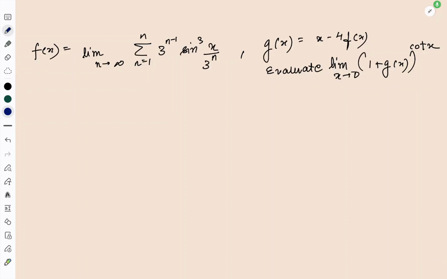I'm gonna solve a very great question of limits. It involves a lot of advanced concepts. I mean, there's no such thing called advanced concepts, but they may increase the difficulty of questions by putting multiple concepts here. So let's try and solve the question.